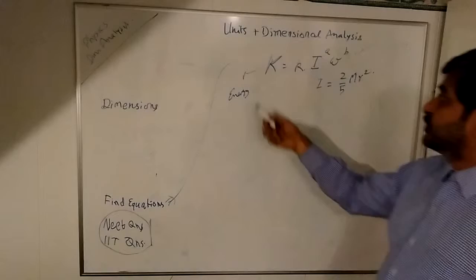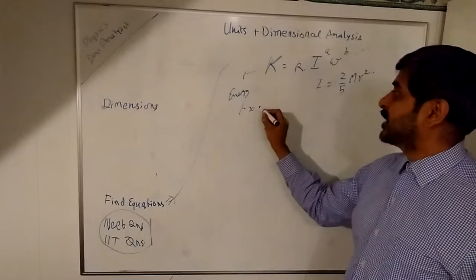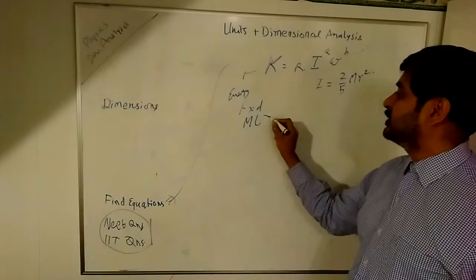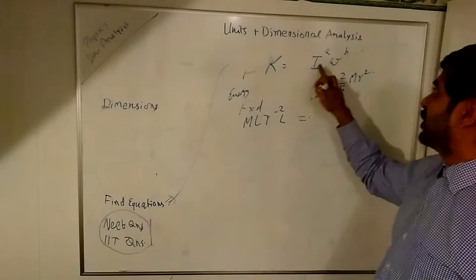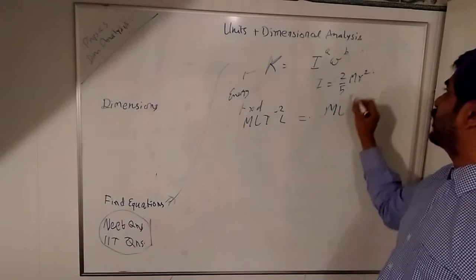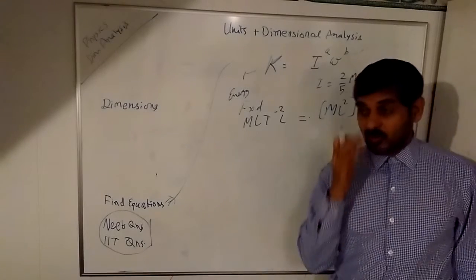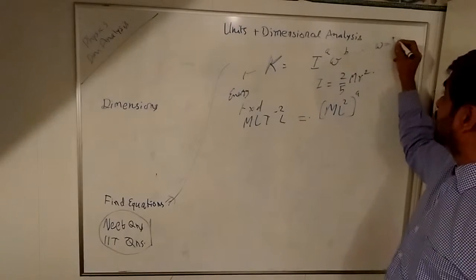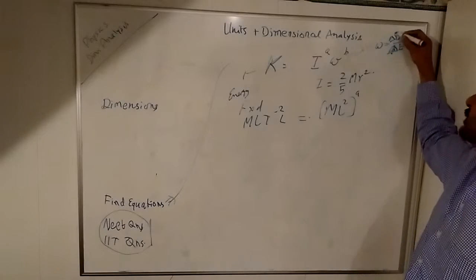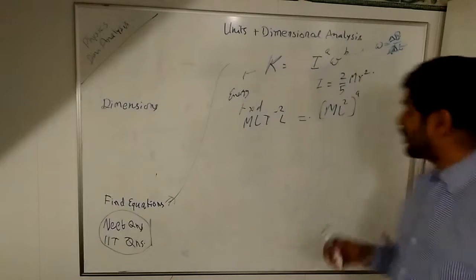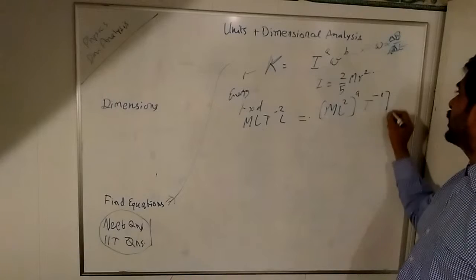So if it is energy, then energy means force into distance. Force is m L t to the power minus 2, distance is L, equal to K, which is constant, we don't worry about it. I is m L square to the power of A, multiplied by omega, which is angular momentum, delta theta divided by delta t. Delta theta is dimensionless, we have covered it in the previous topic. This will be t to the power of minus 1, whole to the power of B.